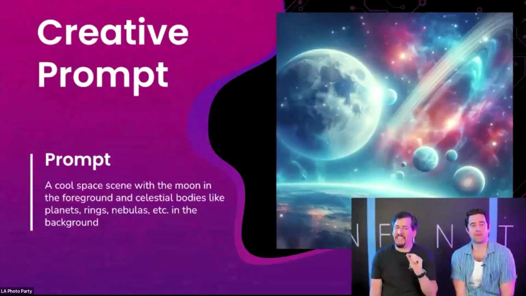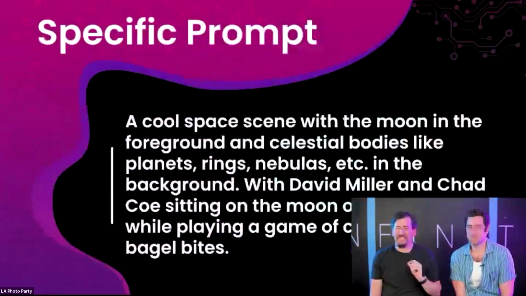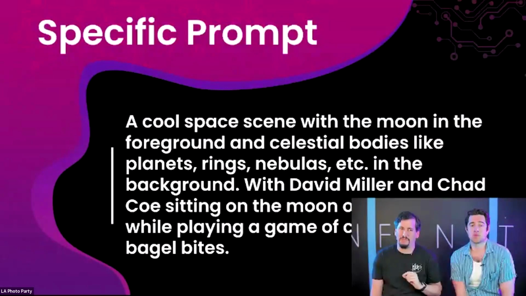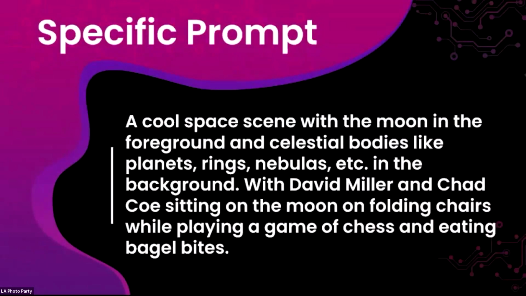But if we get a little bit more specific and start putting things in there that the AI might not know, let's see what happens. So here's a more specific prompt. Cool space scene with the moon in the foreground, celestial bodies like planets, rings, nebulas, etc. in the background, with David Miller and Chad Coe sitting on the moon on folding chairs while playing a game of chess and eating bagel bites. So really very specific, and we can see the output.